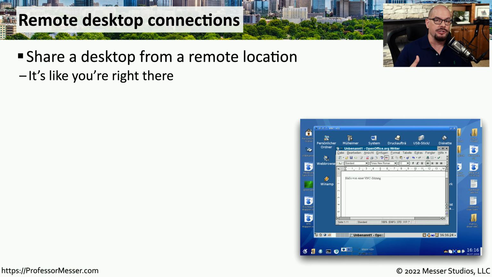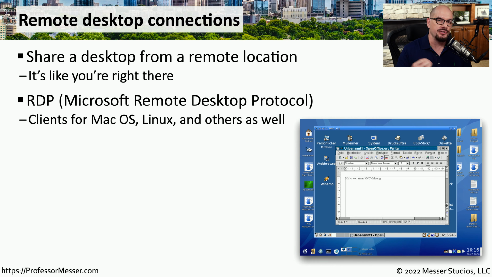In information technology, a feature that you will often use is the ability to see and control a desktop across the network. We refer to this as remote desktop connections, and there's different types of connections depending on what operating system you're connecting to. For example, if you're connecting to a Windows device, then you're probably using Microsoft's Remote Desktop Protocol, or RDP. And although RDP is primarily a Windows technology, there are clients available for many different operating systems. So you could be running macOS, Linux, and other operating systems and connect via RDP to a Windows device.